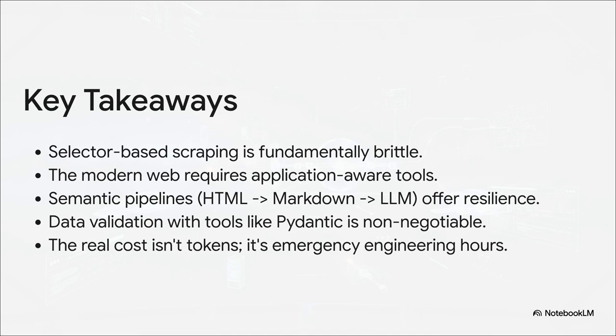So let's just recap the key takeaways. First, selector-based scraping is fundamentally brittle. It's a dead end. Second, the modern web requires tools that actually understand applications, not just static documents. Third, semantic pipelines offer true resilience. Fourth, data validation with tools like Pydantic is absolutely non-negotiable. And finally, the most important takeaway, the real cost isn't in the API tokens, it's in the emergency engineering hours you spend putting out fires.